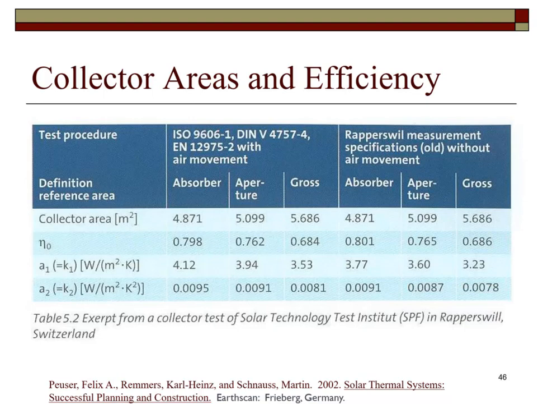When the efficiency of a solar thermal module is given, the area from which it was calculated must also be given. This is a perfect example of how the efficiency will change according to which area is being used in the calculation. In this example, the efficiency with respect to the absorber is 79.8%. The efficiency with respect to the aperture is 76.2%. And the efficiency with respect to the gross area is 68.4%. Solar thermal collector efficiencies are most often calculated with respect to the gross area.